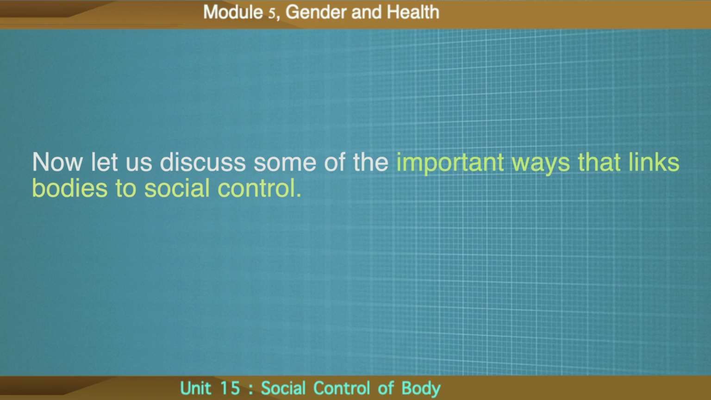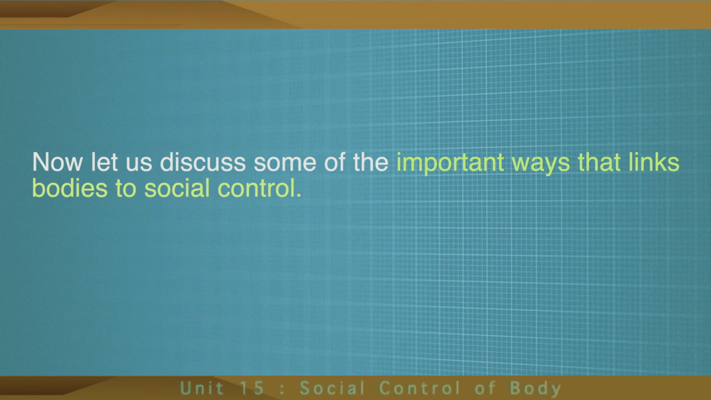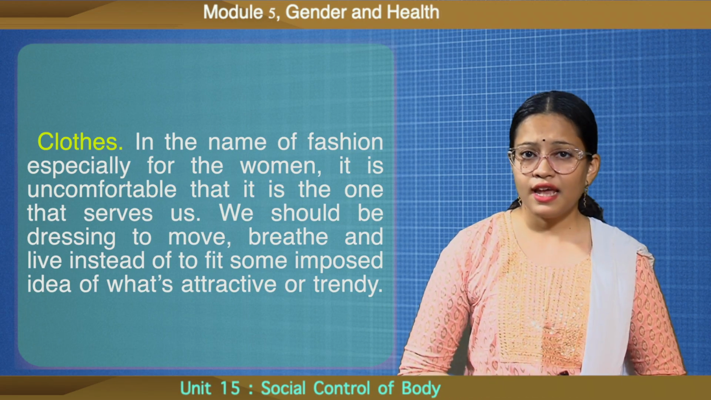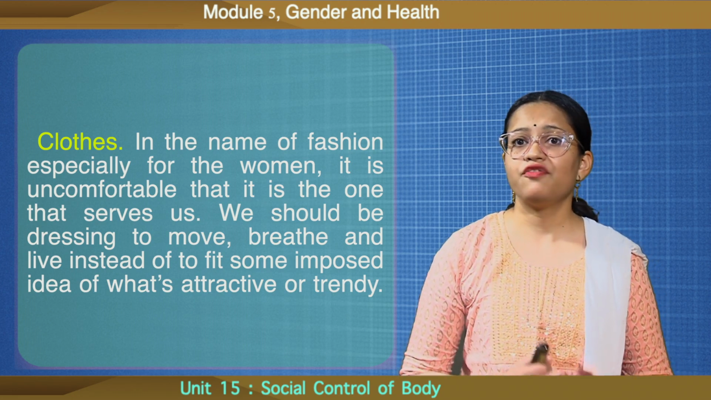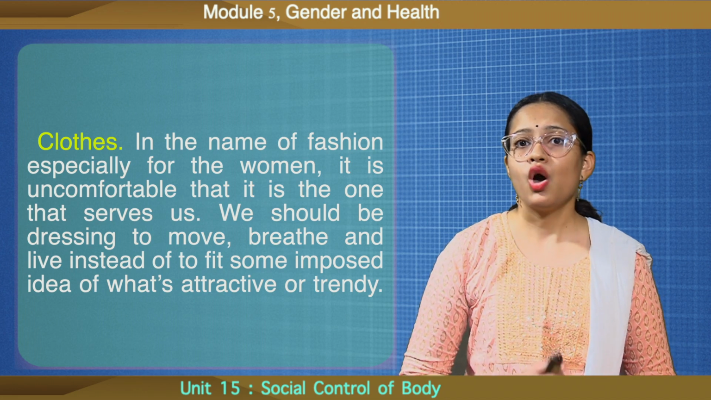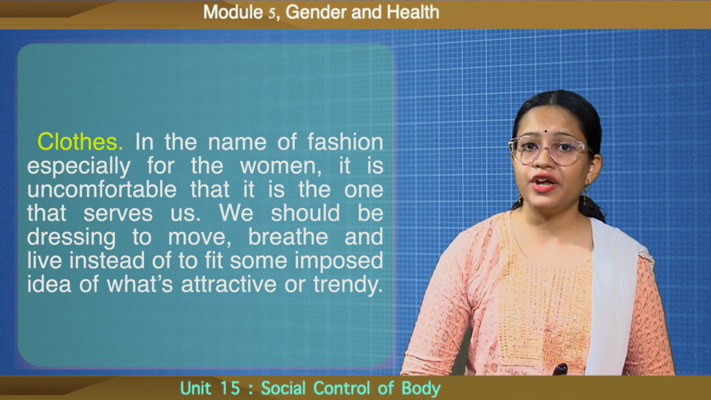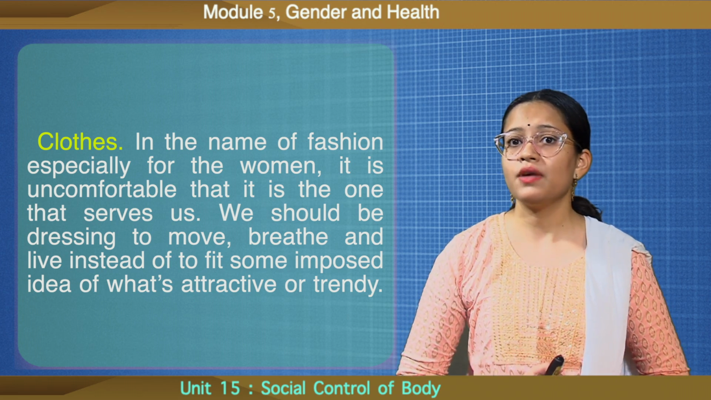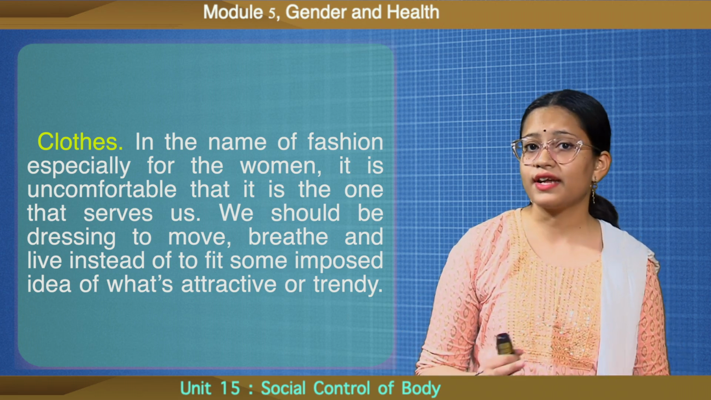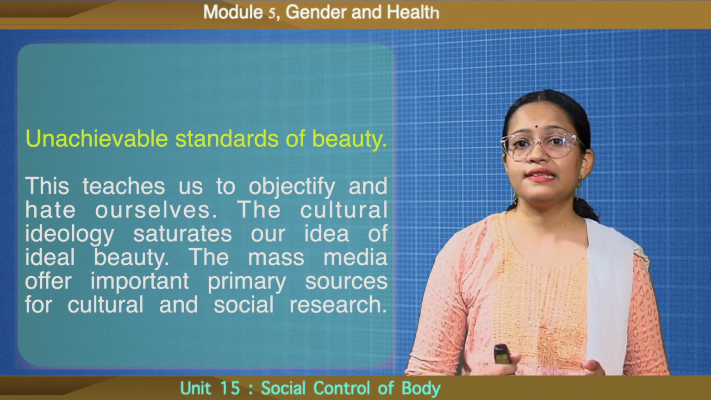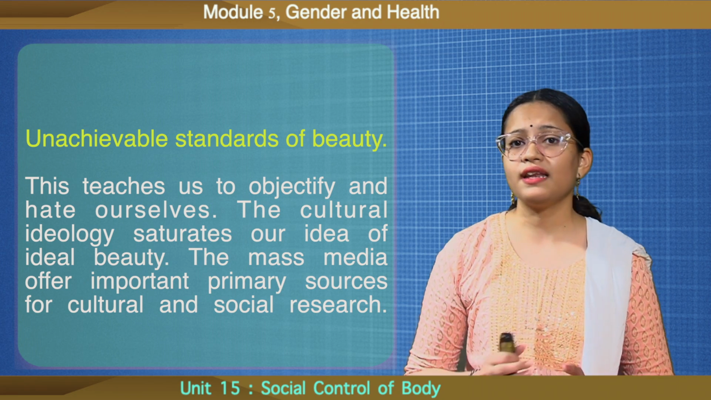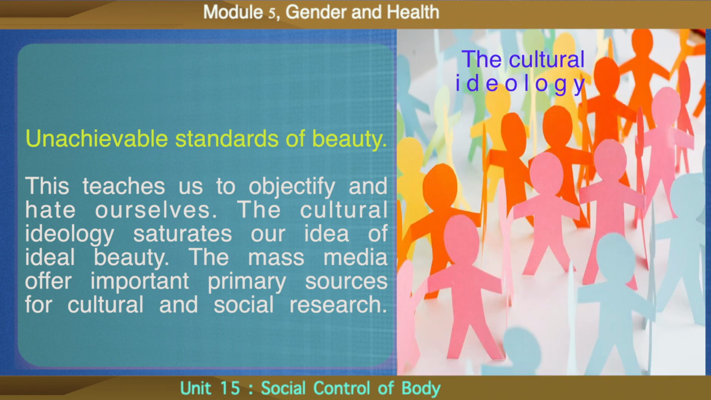Now, let us discuss some of the important ways that link bodies to social control. Clothes. In the name of fashion, especially for women, it is uncomfortable. It is fashion that should serve us. We should be dressing to move, breathe, and live, instead of to fit some imposed idea of what is attractive or trendy. Unachievable standards of beauty teach us to objectify and hate ourselves. The cultural ideology saturates our idea of ideal beauty.